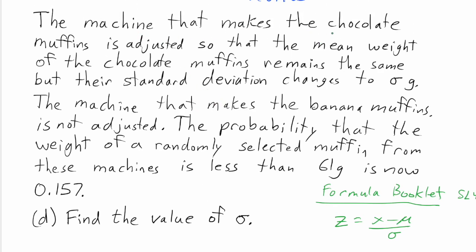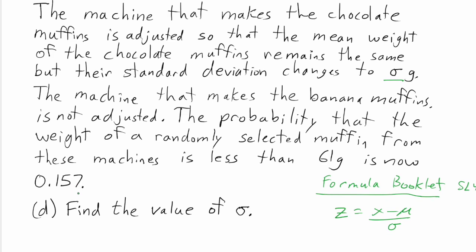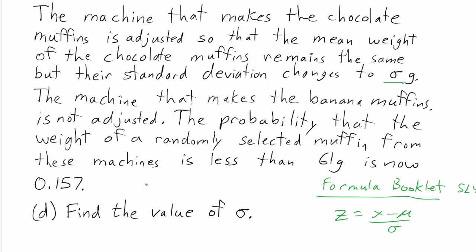The machine that makes the chocolate muffins is adjusted so the mean of the chocolate muffins remains the same, but the standard deviation changes. The bananas don't change at all, the banana muffins. The probability that the weight of a randomly selected muffin from these machines is less than 61 is now 0.57, so this has changed. And we have to find the value of sigma.